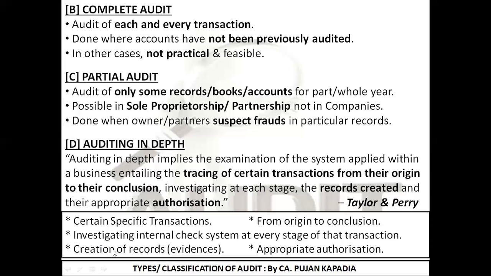Next is creation of records. As I told you, I'm going to look after each and every document, each and every piece of evidence involved in this particular transaction. And last is to check that proper authority has approved that particular transaction. There should not be a case where you do not have the power, still you have permitted the transaction. Auditing done in such a manner is known as auditing in depth.